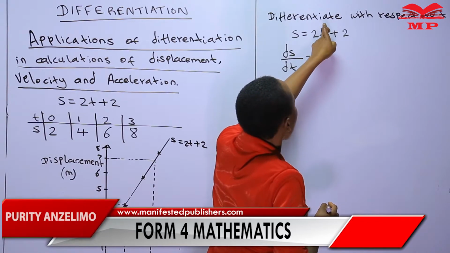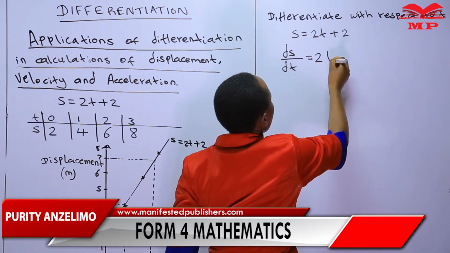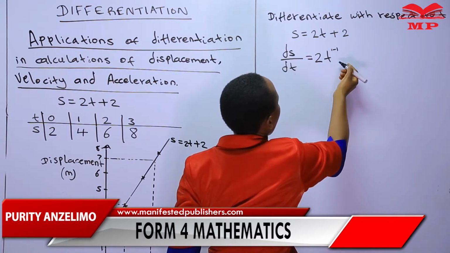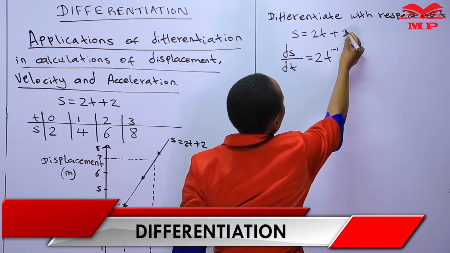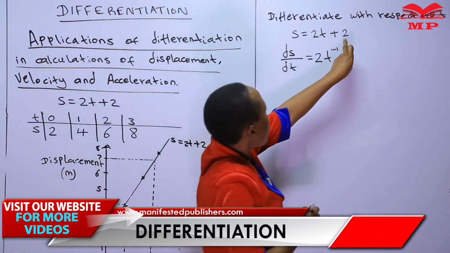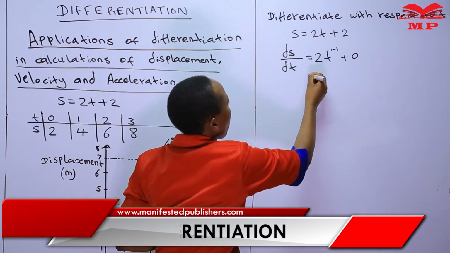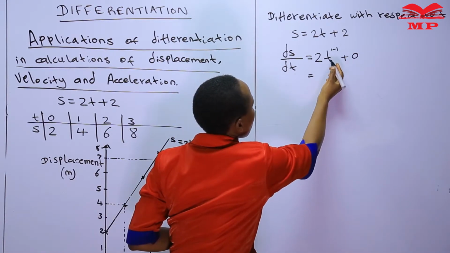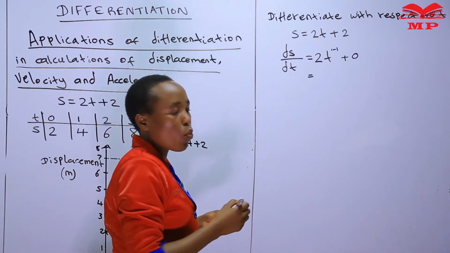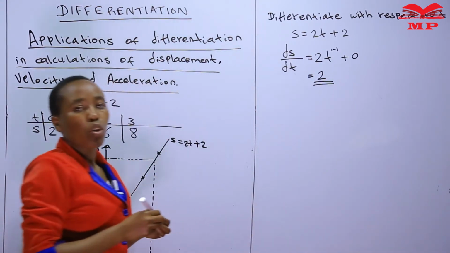we have t raised to power 1, so we have 1 times 2, that is 2, and then t raised to power 1 minus 1. Then we have plus the gradient function of 2, which is a constant, which is 0. So 1 minus 1 is 0, and a number raised to power 0 is 1. So our ds over dt is also equal to 2.